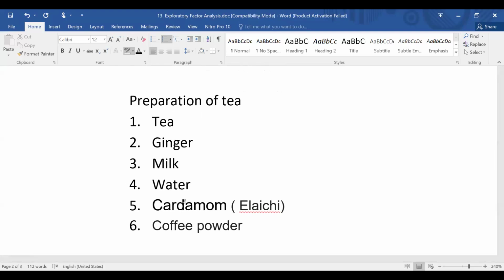क्या आप मिल्क में टी डाल के नहीं बना सकते हैं टी? हाँ सर, मिल्क छोड़कर भी तो हम बना सकते हैं ना सर। वाटर छोड़कर भी हम ये टी बना सकते हैं मिल्क के साथ। Is it possible or not? Shivani, tell me. Is this possible or not?